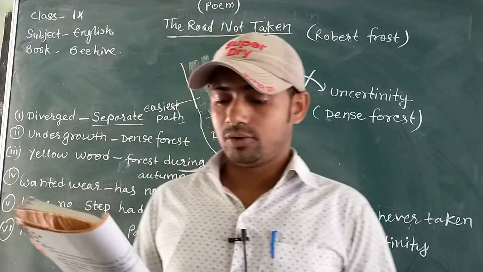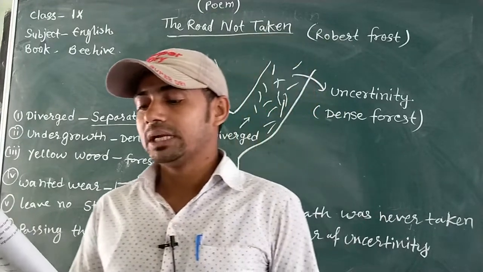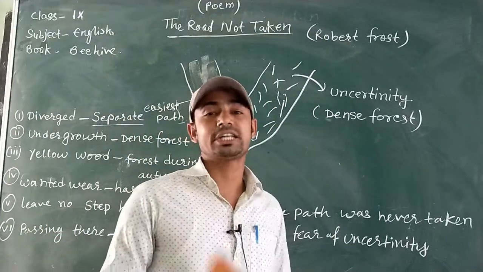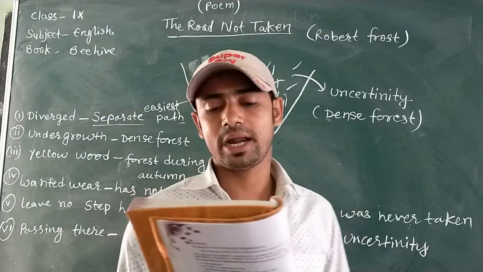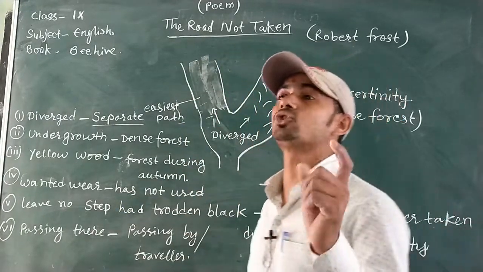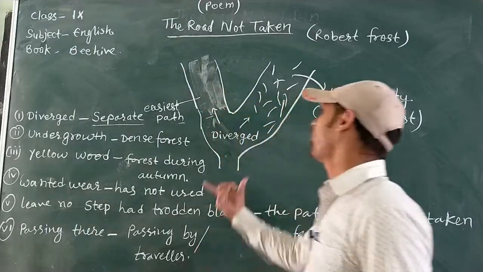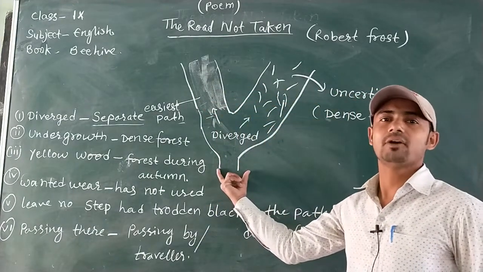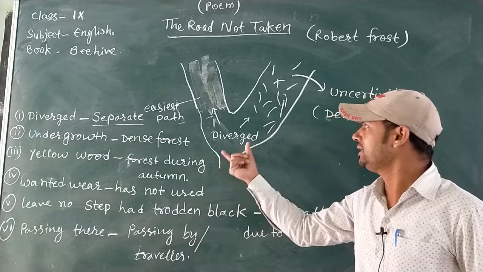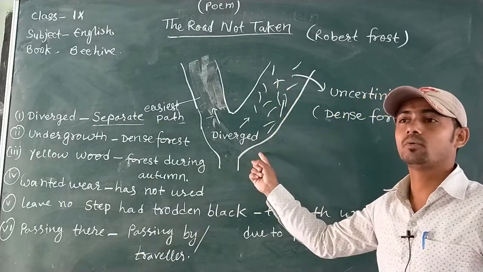And now the second stanza: Then took the other, just as fair, and having perhaps the better claim. Claim means choice. Now in the second stanza, the poet had firmly decided that he would choose the second path.